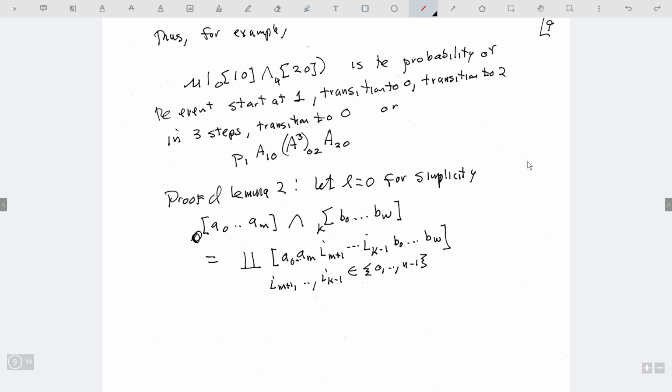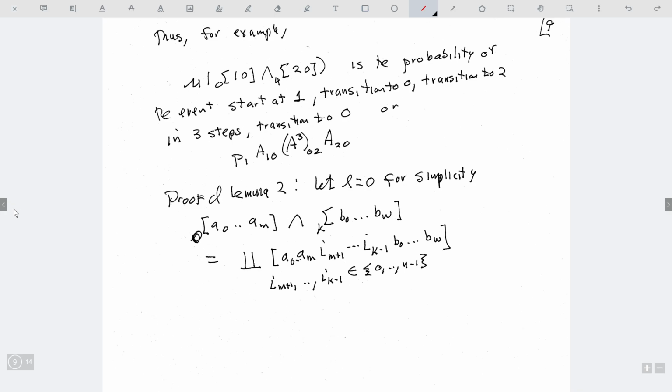All right, so let's look at this example. Again, if we look at this measure, it's the probability of starting at 1, and then you transition from 1 to 0, and then you transition from 0 to 2 in 3 steps, right? Because there's a gap here, you have to go 1, 2, 3 to get there. And so that gives this A cubed, and then you have the probability from 2 to 0.